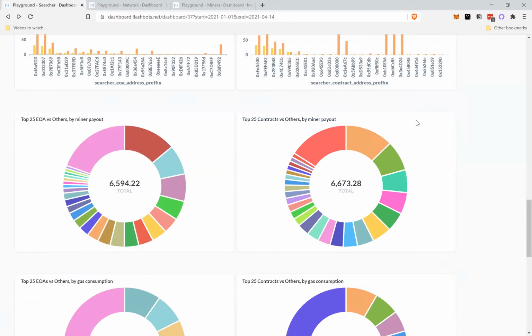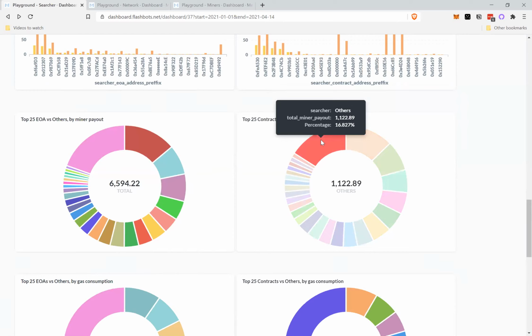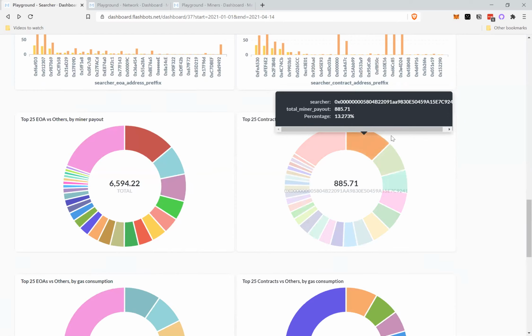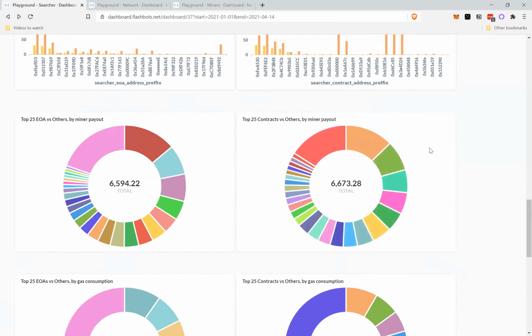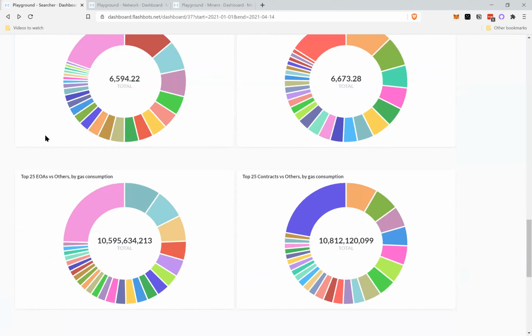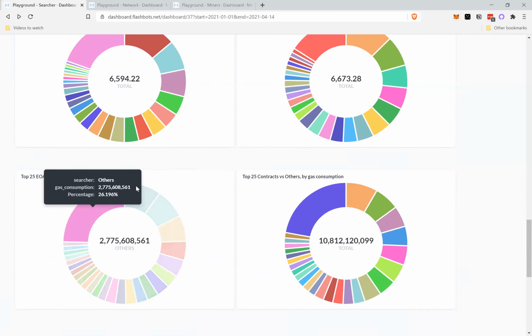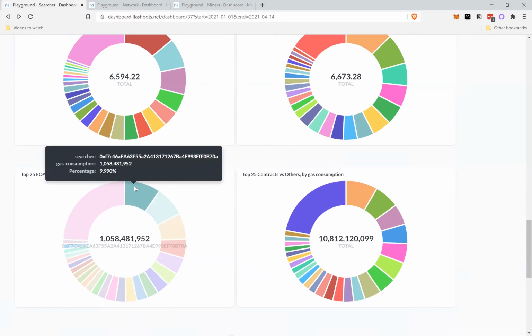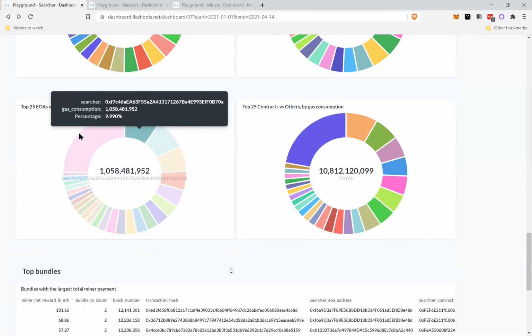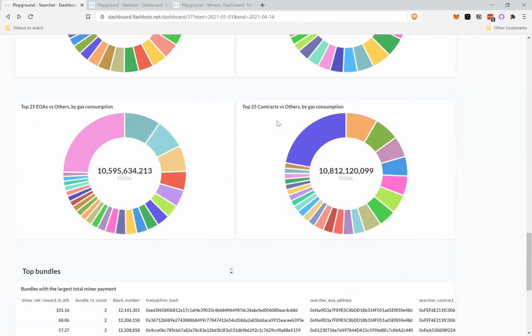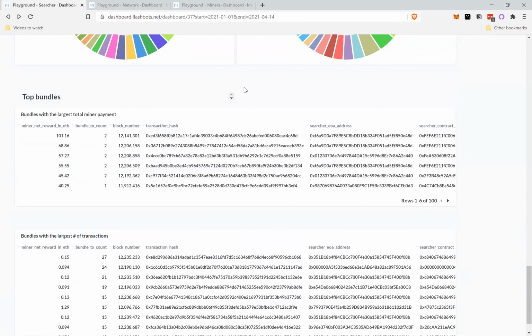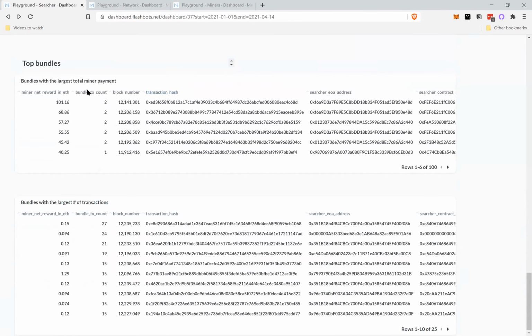And the same sort of story can be told about contracts, except it's a little bit more top heavy, with the top 25 contracts paying out more as a percentage basis than the top EOAs. It's kind of interesting. We do the same thing for gas consumption too. I won't rest on here, but you can see who our top gas guzzlers are in terms of EOAs and contracts. And then we list some of the largest bundles in total in terms of the total miner payout.